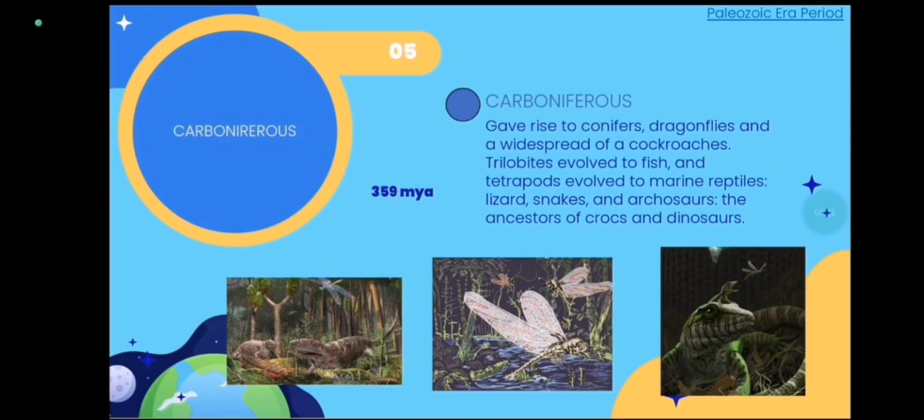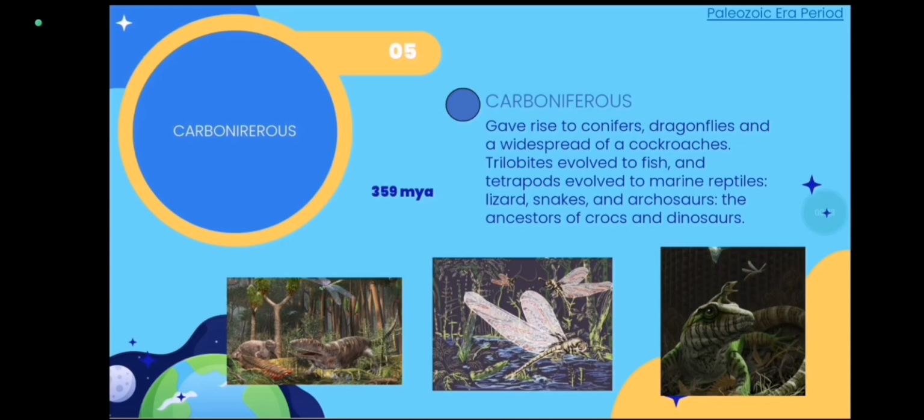Next, we have the Carboniferous period. It happened about 359 million years ago. Carboniferous gave rise to conifers, dragonflies, and a widespread of cockroaches. Trilobites evolved to fish, and tetrapods evolved to reptiles like lizards and snakes, and archosaurs, the ancestors of crocodiles and dinosaurs.